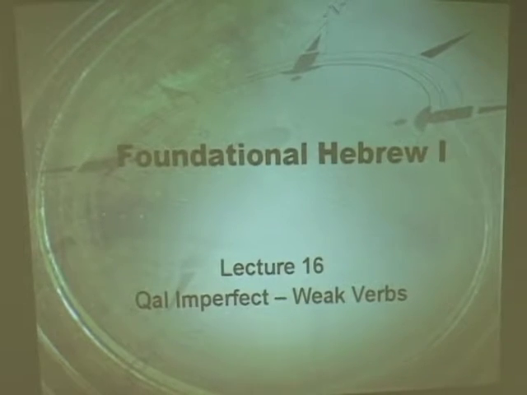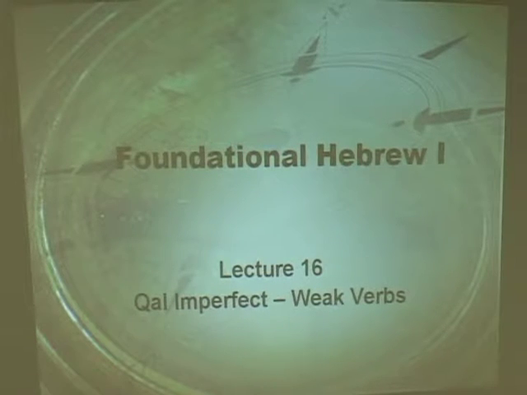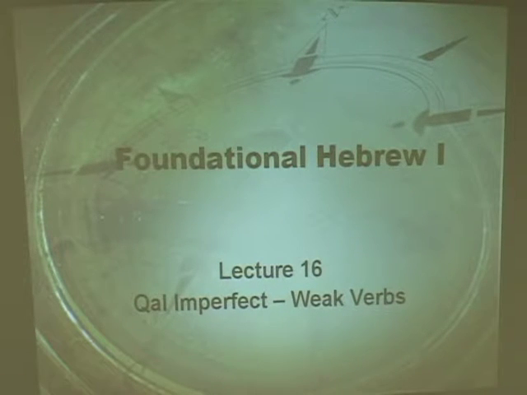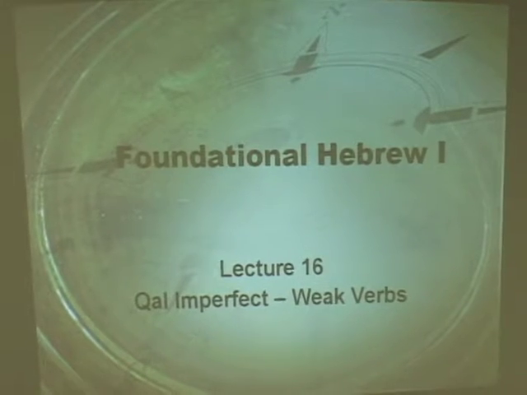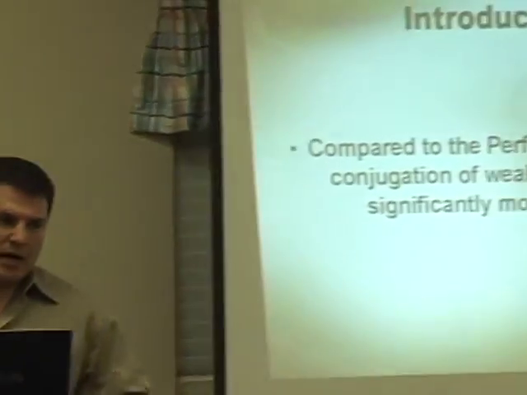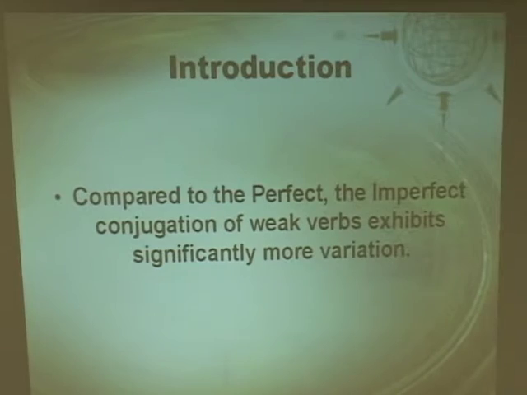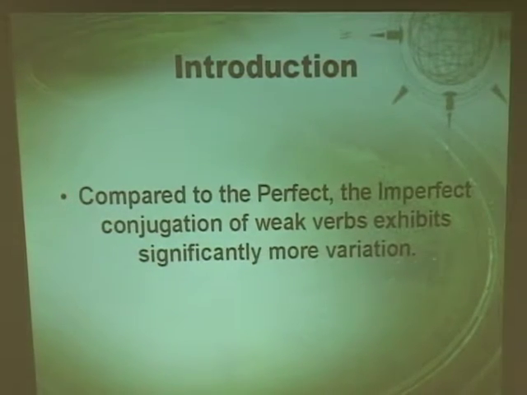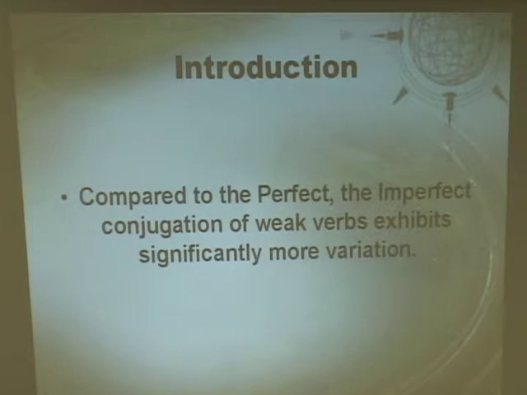Foundational Hebrew. We are at lecture 16, the qal imperfect weak verbs. Last time we studied strong verbs in the imperfect. This week we'll cover the majority, if not all, of the weak verbs. We'll run really quickly through these because there's a lot of them, a lot of types, and most of this you'll have to cover on your own. There's a lot of reading material for you. As compared to the perfect, the imperfect conjugation of weak verbs exhibits significantly more variation. Why is that?